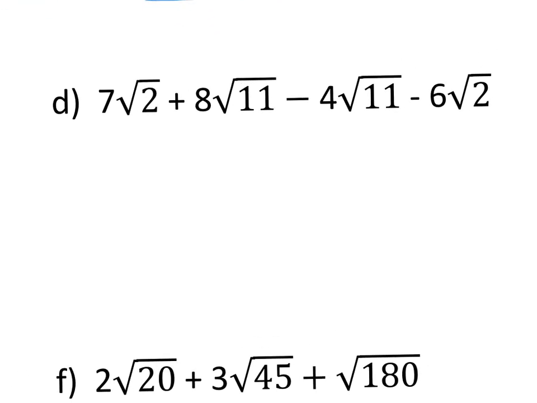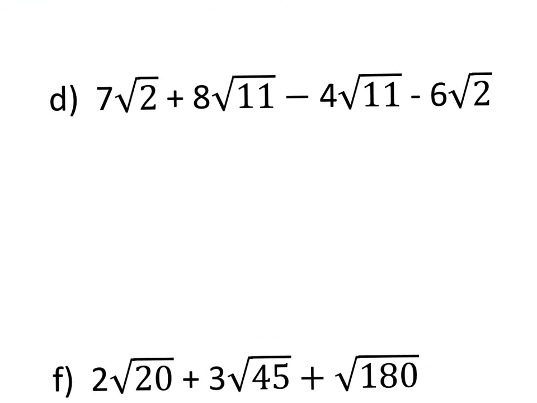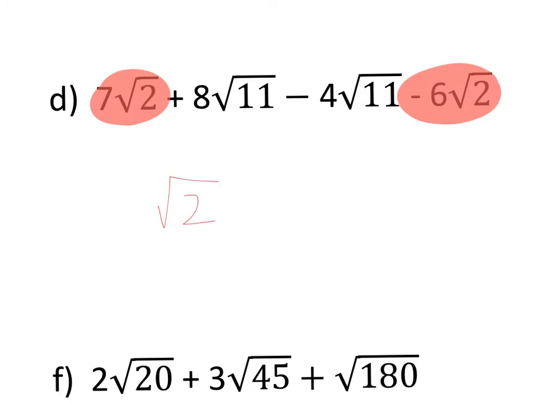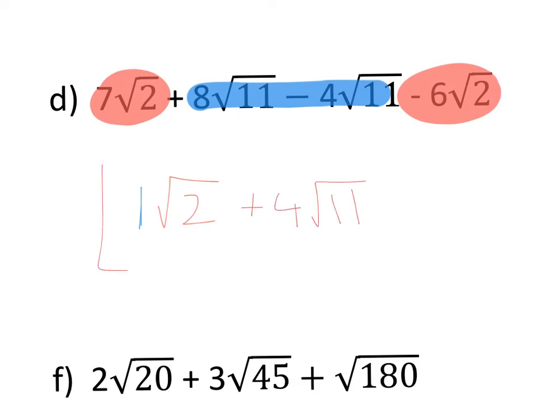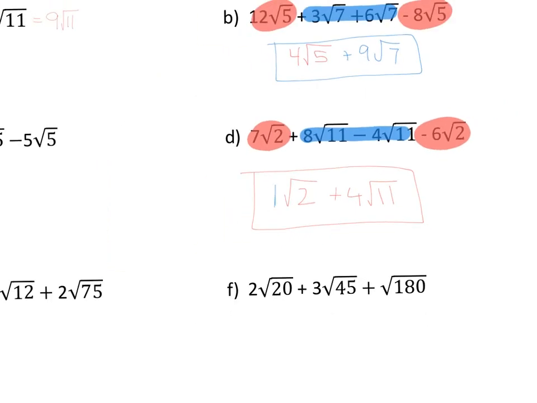Okay, over here on D. Put together your square roots of 2's, okay? So you should have got 7 minus 6 is 1, radical 2, or you could just put radical 2. I don't care if you want to put that 1 out front or not, that's up to you, okay? And then in the middle here, we've got the 8 radical 11 minus 4 radical 11. So we'll get plus 4 radical 11. And that is your final answer, because you can't add unlike radicals together.